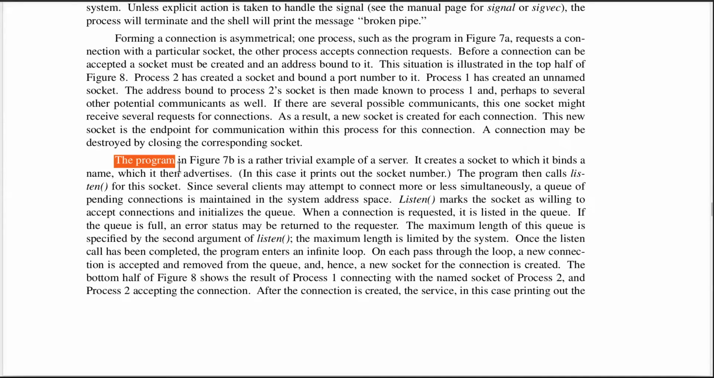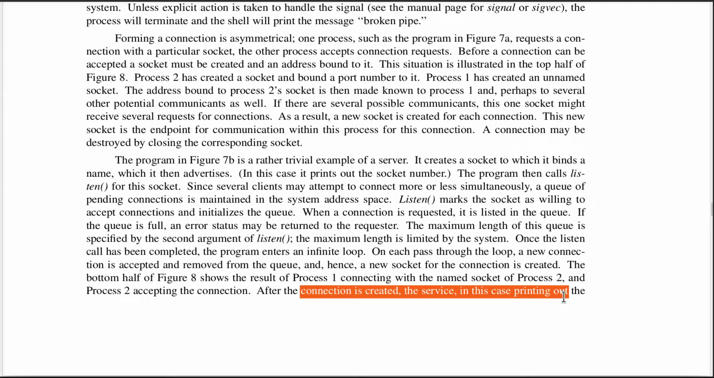Continuing along, we see the programs in Figure 7a, the client, and Figure 7b, which we're going to focus on for the rest of this discussion. This notes that 7b is a rather trivial example of a server. It creates a socket and binds it to a name specifically so that we can set its port number, so that the clients know what port number to use when they want to connect to it. Then to accept connections from the client, it has to call a function called listen. It listens, we say, for connections. If a connection comes along, the server will accept the connection that has been requested. Once the connection has been created, the server will simply print out the data that comes from the client.